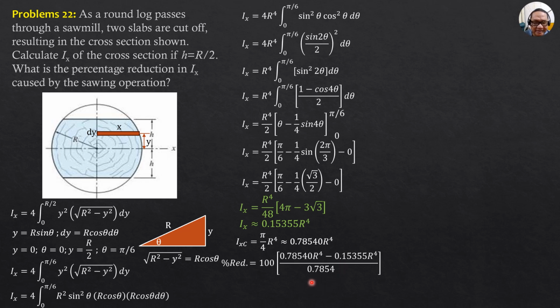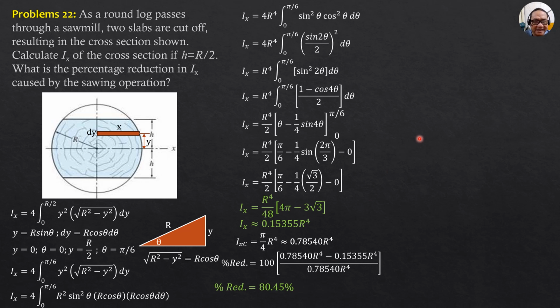So the percentage reduction, therefore, in the moment of inertia is equal to 80.45%, because this area here is very far from the axis, and therefore the contribution of this removed cross-section will be great. So that's why the percentage reduction is as high as 80.45%.